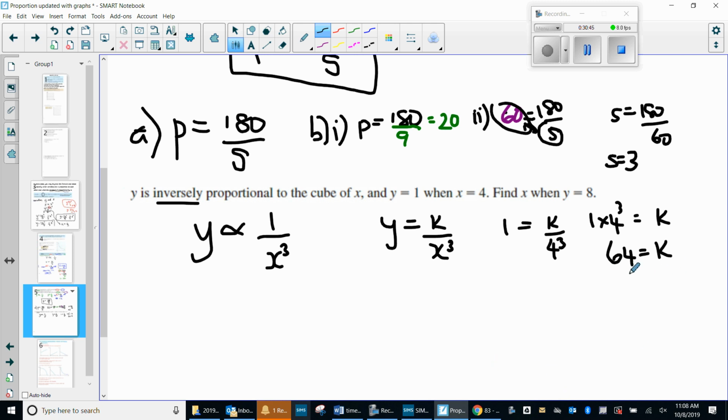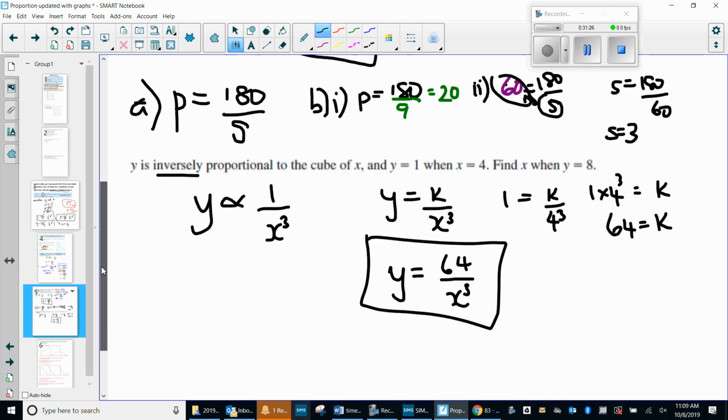Where does that 64 now go? Amelie. Is that 4 cubed or is that 4 to the 3? 4 cubed. So what do I write? y equals 64 over x cubed. Good girl. That's right. And then that goes in my box, because that's my formula I'm going to use.